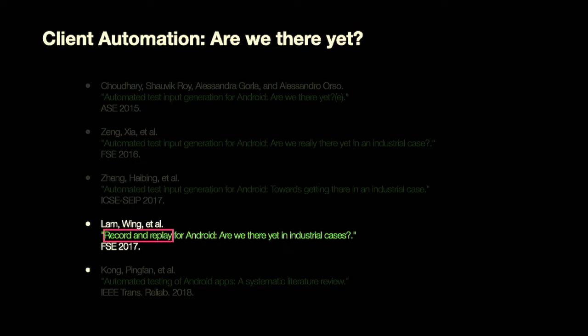In academia, input generation has been a hot topic in the past decade. Hundreds of studies have been published for client automation. If you search for automated Android testing and analysis, you'll get a series of papers asking the question, are we there yet with all these techniques? Despite the controversial answers, the problem of client-side analysis is relatively well understood. When it comes to server-side, if you search for server automation and analysis, you likely get a similar set of results because the client analyses are so popular.